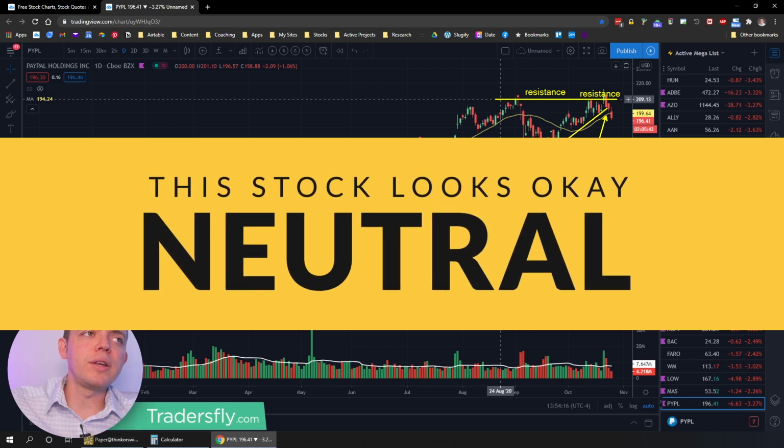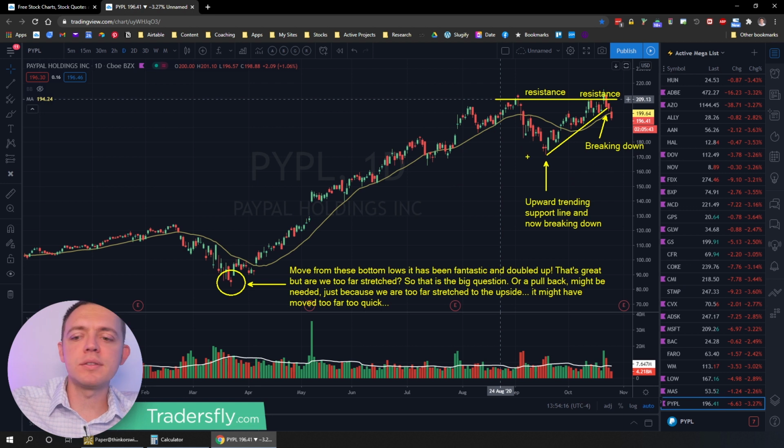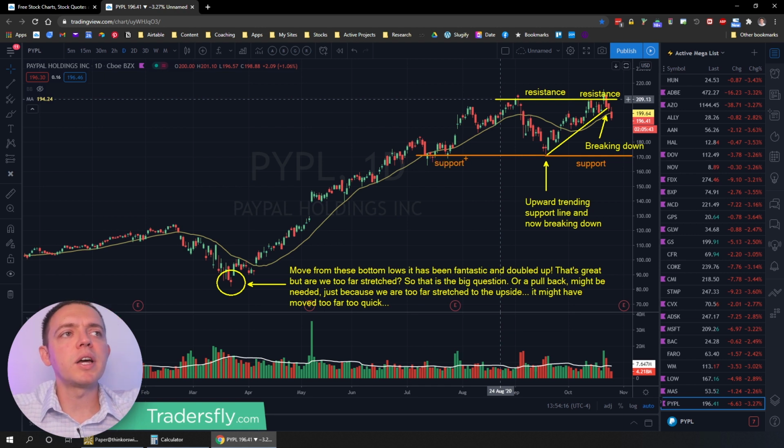I'd be more neutral on it. Just wait for a pullback, maybe somewhere around, let's see, somewhere around the 170s. This could be a nice support level where those swing lows are. That's one to watch. You can also see that support right here where it was more around August. So that's what I would take a look at right there. Okay, so there you go.